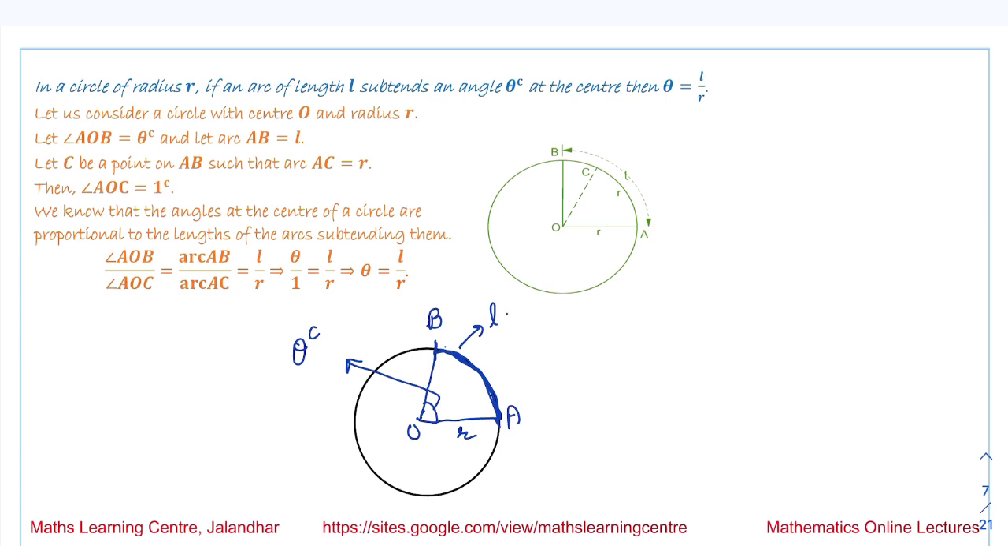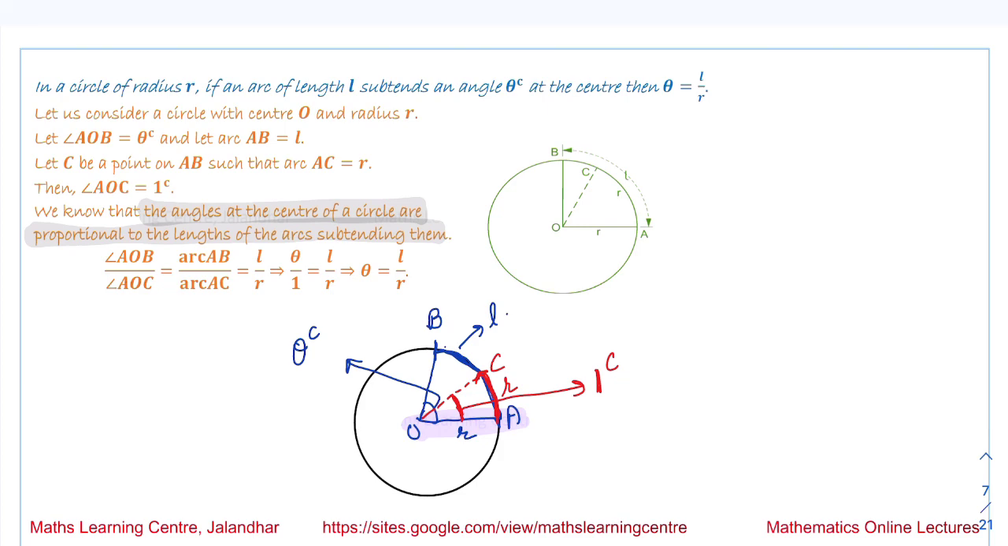Now what we know is, if the radius of this circle OA is R, suppose we mark the point over here, say this is the point C, where the arc length AC is equal to R. We join these 2 points O and C, then the measure of this angle AOC is 1 radian. Again, we know that the angles at the center of a circle are proportional to the lengths of the arcs subtending them.